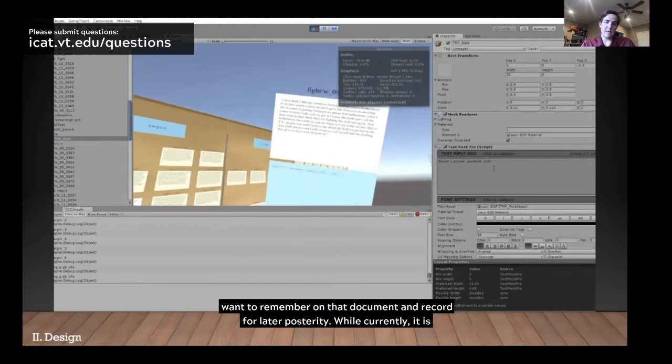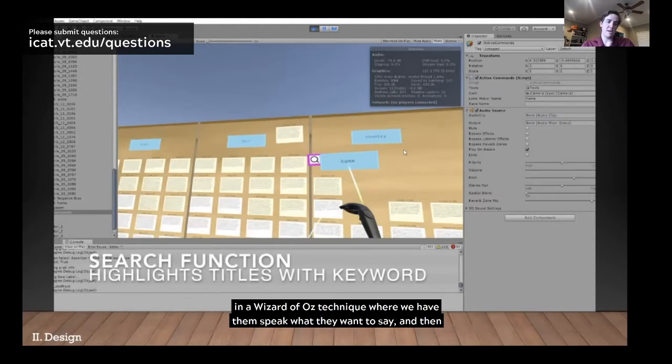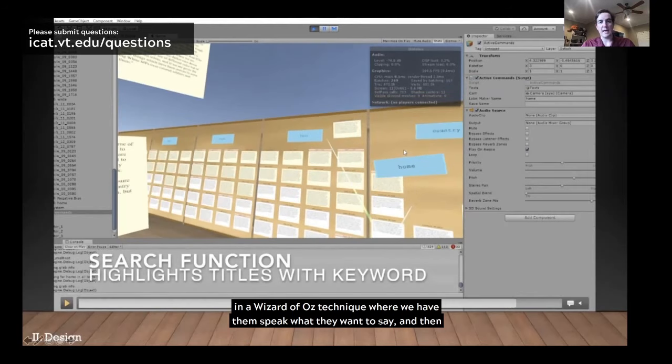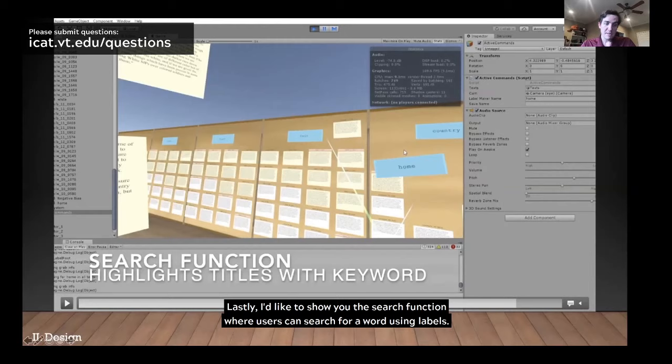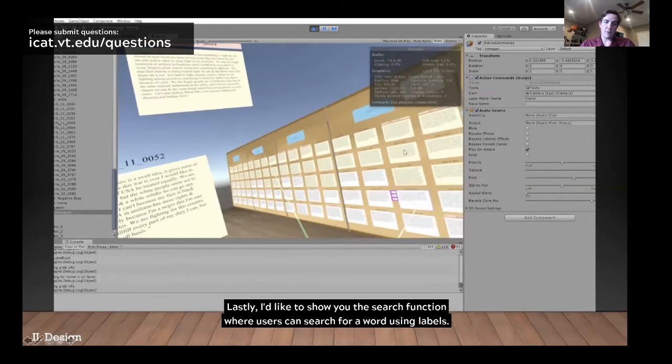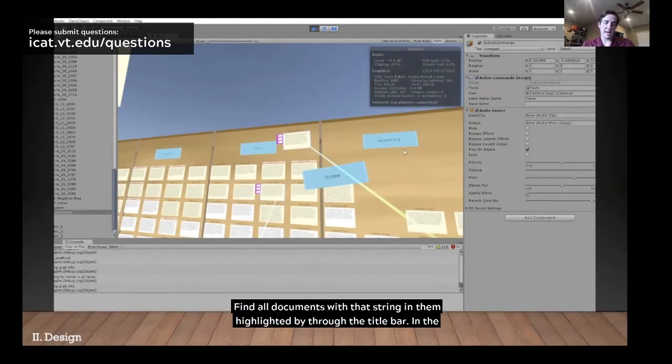While currently it is in a Wizard of Oz technique where we have them speak what they want to say and then we type it, we are currently working on fixing that and making it more of a solo interaction. Lastly, I'd like to show you the search function, where users can search for a word using labels and find all documents with that string in them highlighted through their title bar.